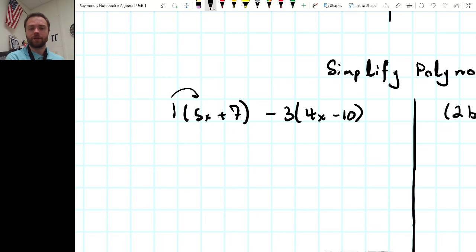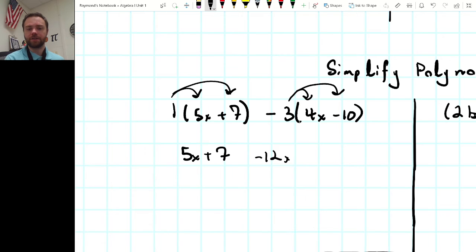So 1 distributes, that's just going to be the same thing. And then I've got a -3 to distribute, so that's going to be a little different. -3 times 4 is -12x. -3 times -10 is +30. 5x minus 12x is -7x. 7 plus 30 is 37.